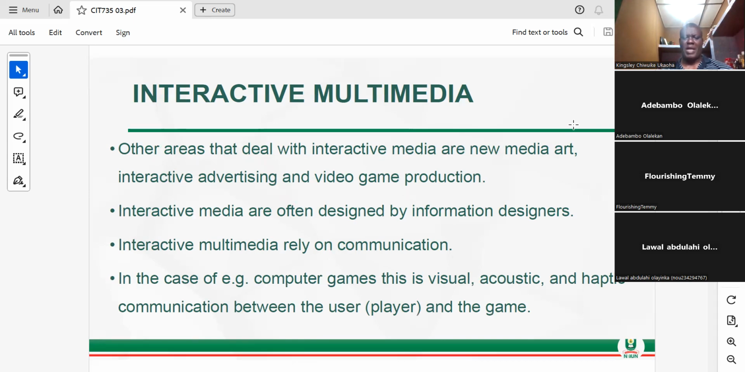So in the case of computer games, this may be visual, you are watching; acoustic, you are hearing; haptic, you are feeling, between the computer user and the game. And so you will now ask yourself, what do people enjoy when they play computer games? Of course, it is the interaction.